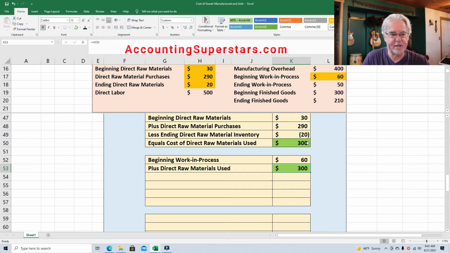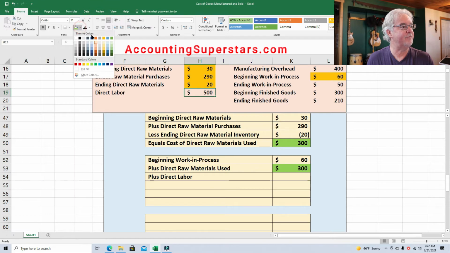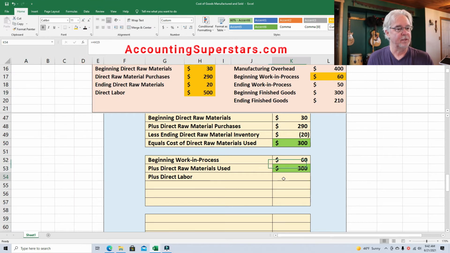So all that's happening is this $300 is just getting carried down, and you're going to see the same thing happen down here later. So let's add in, let's see here, what comes next? Direct labor. So direct labor is right here, and I'll highlight that for us. There we go. Add in $500. And let's add in the overhead, because by now I hope you know that three things go into work in process: the raw materials, the direct labor, and the overhead. Yeah, and work in process is where everything comes together. So let's see here, plus the overhead. There we are, plus overhead, and we're getting the number from right up there. Drop it down into place.